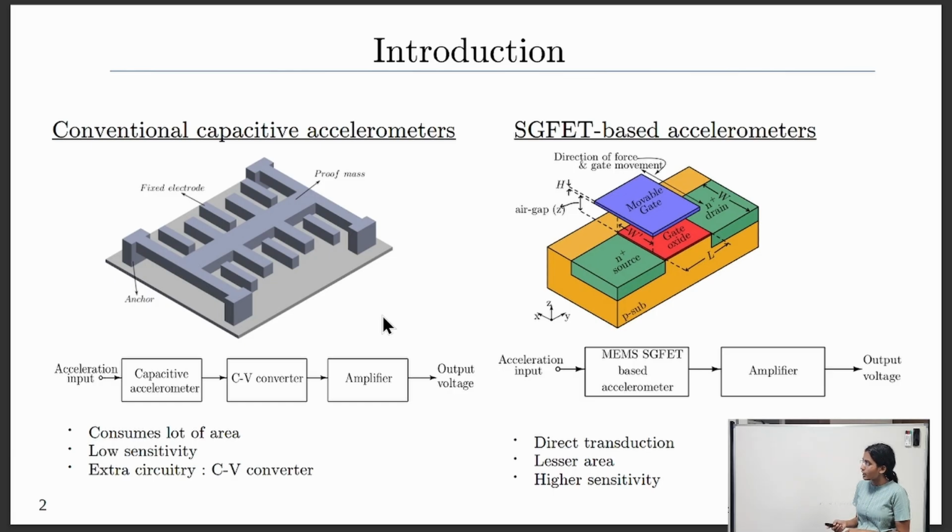So here is the block diagram of the SG-FET based acceleration sensor. This will overcome the limitations of the passive accelerometer. There is direct transduction, there is no need of a C to V converter, and it has high sensitivity and also inbuilt amplification. Now these transistors are modeled, and these will be used as sensors, and our system is designed.